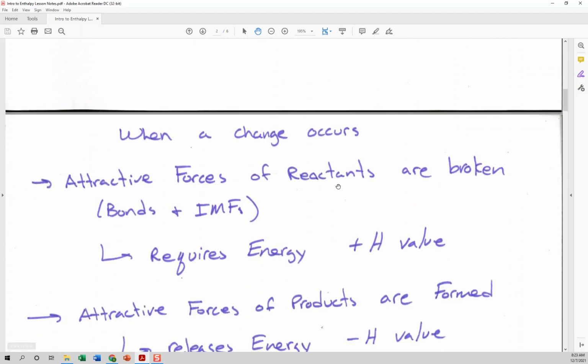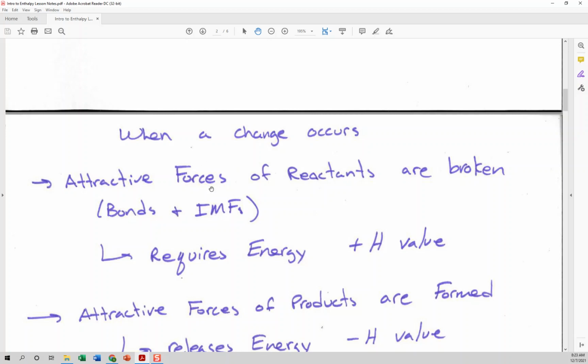So let's talk about what's going on. How is energy involved? Remember, heat is just energy, really the energy due to the motion and vibration of the particles. For any change to happen, one way to think about it is the attractive forces of the reactants are broken because the reactants are changing into the products. Those attractive forces could just be intermolecular forces if it's a physical change, could just be bonds, or it could be a combination.